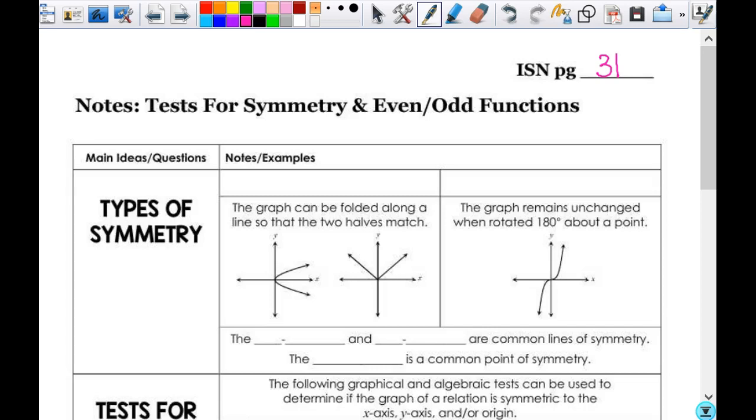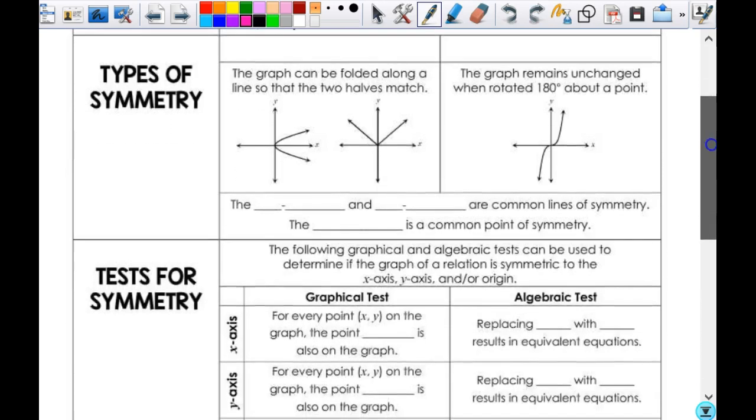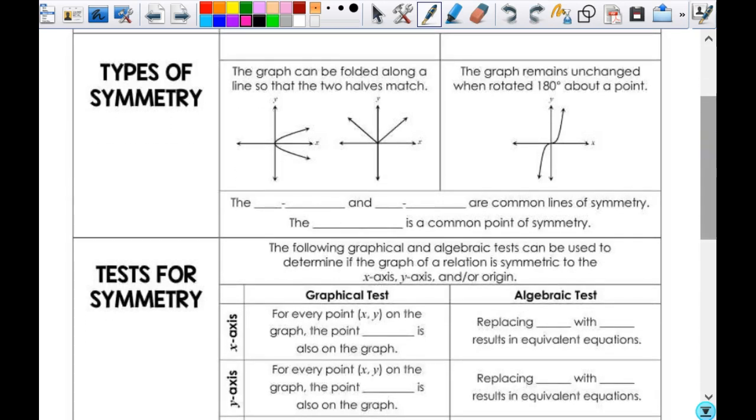No. All right, so tests for symmetry and even and odd functions. There are some things on these notes that I really don't like, and I don't know how I missed it before I made these copies because I should have gone in here and changed this stuff. But the terminology, we talked a lot about correct notation and terminology, and then this is just a hot mess at the top. So this says the graph can be folded along a line so that two halves match. That's like a kindergarten explanation of this. That is not the academic language we should be using here.